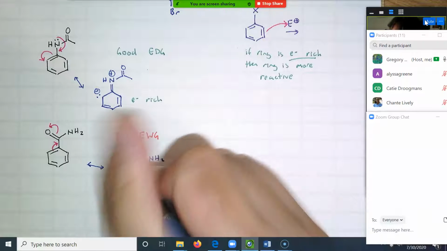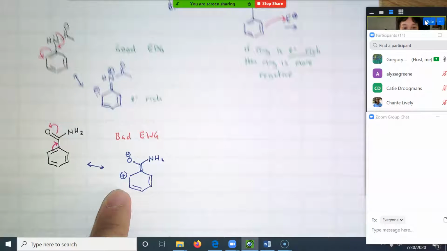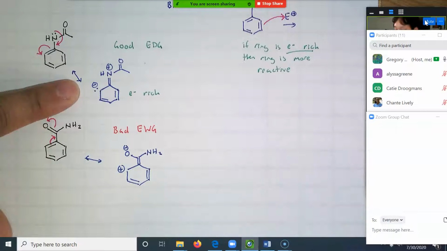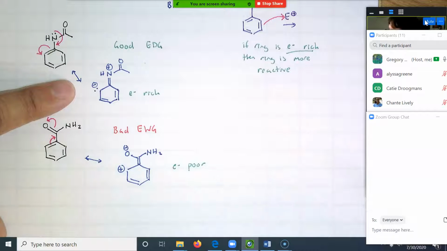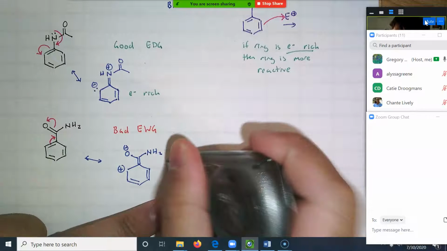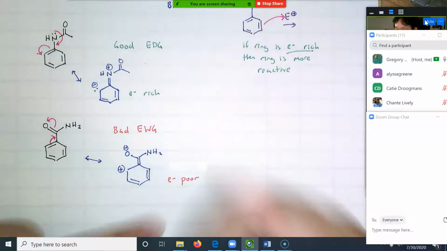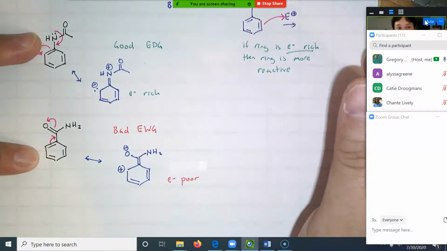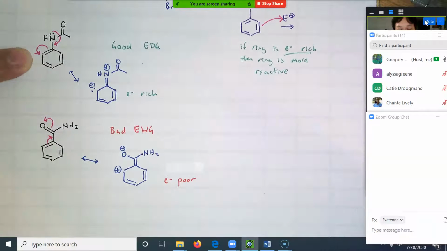Did we really make the ring electron poor? See, there's a plus charge there. So while this one's electron rich, this one's electron poor. Let me do this in red, electron poor. Okay. Both rings will undergo reactions. It's just this one up here reacts a lot faster than this one. Okay, so you can do brominations on both of these.